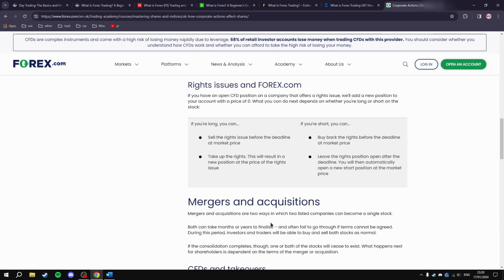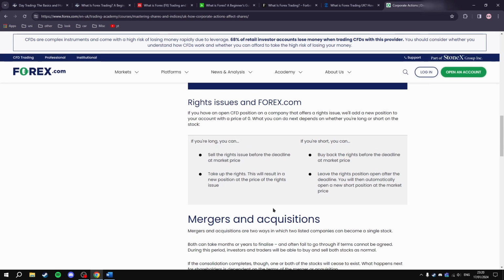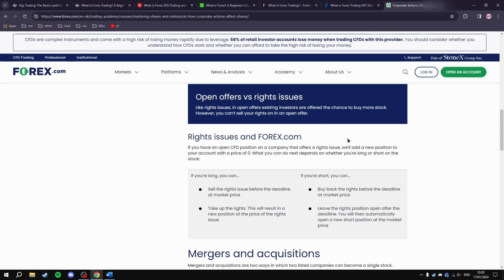Rights issues and Forex.com. If you have an open CFD position at a company that offers a rights issue, we'll add a new position to your account with a price of 0. What you can do next depends on whether you're long or short on the stock, so whether you're buying or selling.